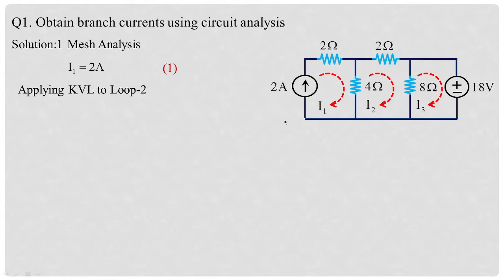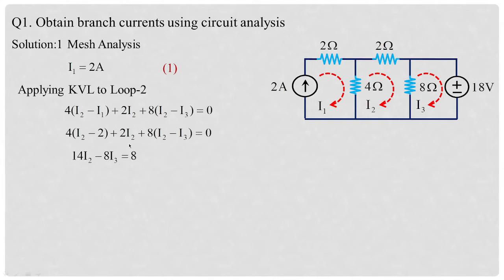So applying KVL, that is algebraic sum of the voltage in a closed circuit is equal to 0. So just take the drops. So here you have 4. So it becomes 4(I2 minus I1) plus 2 I2 plus 8(I2 minus I3) equal to 0. So this you can treat as equation 2. Just substitute the value of I1 in this particular loop. Then I solve this equation in a proper way. So we are going to get 14 I2 minus 8 I3 is equal to 8. So treat this equation as 2.